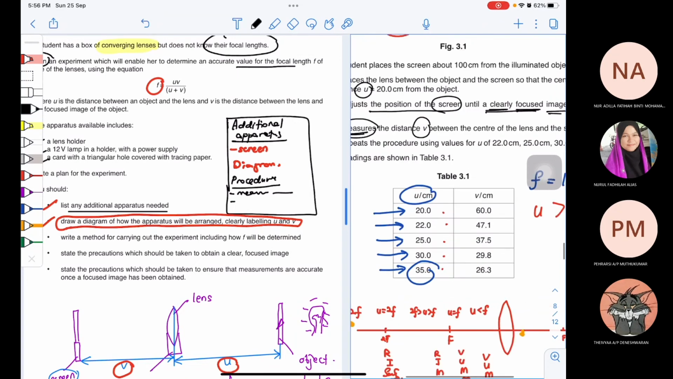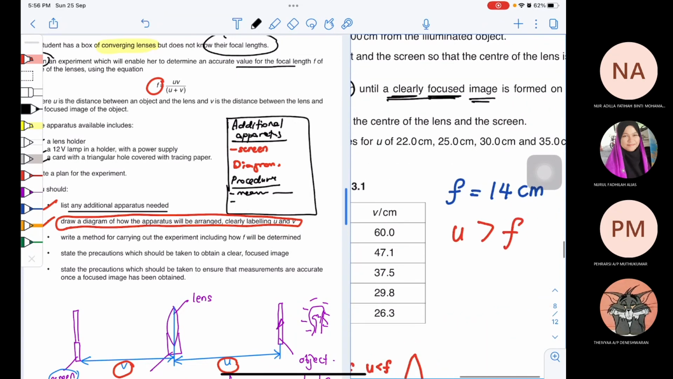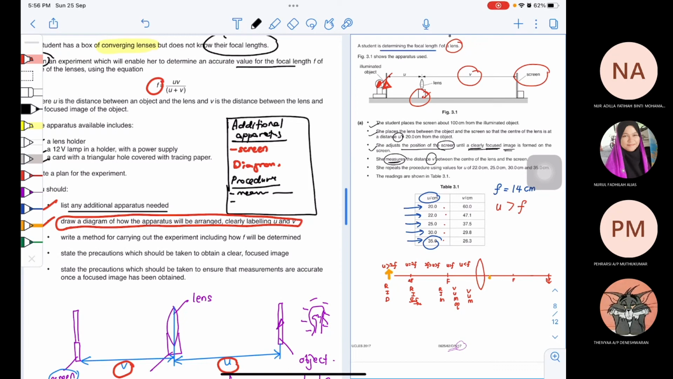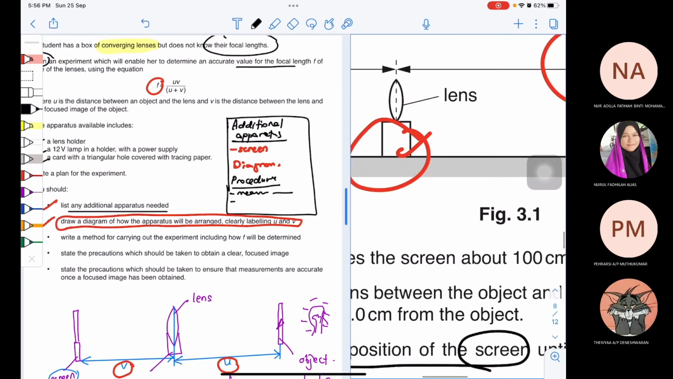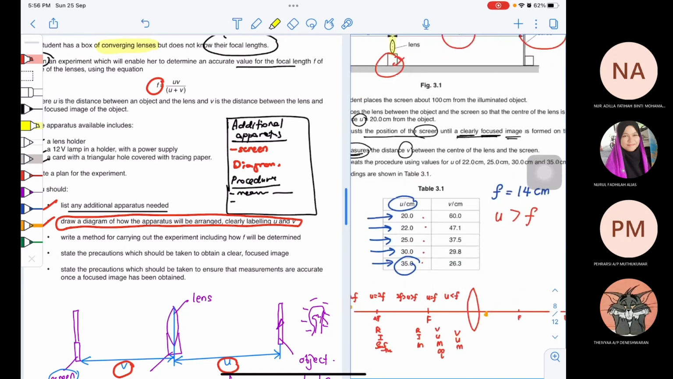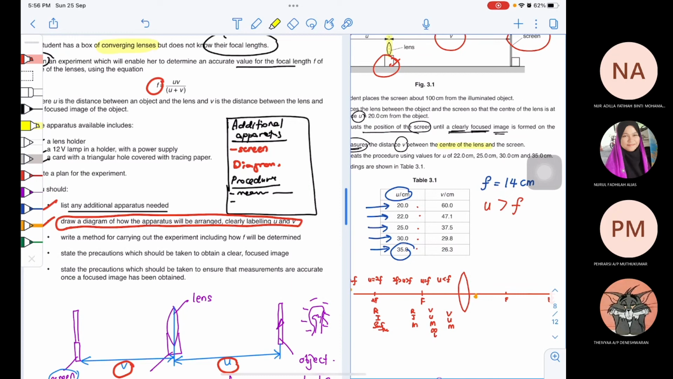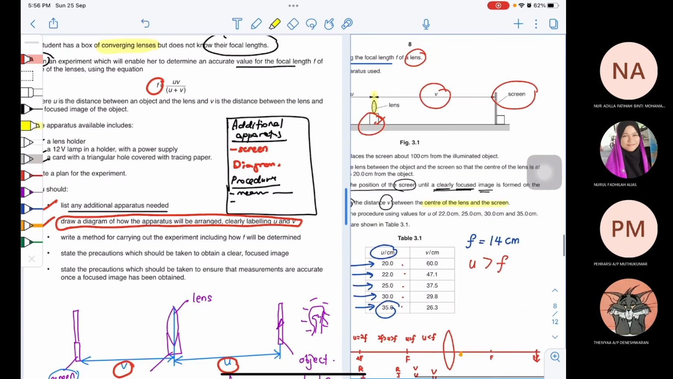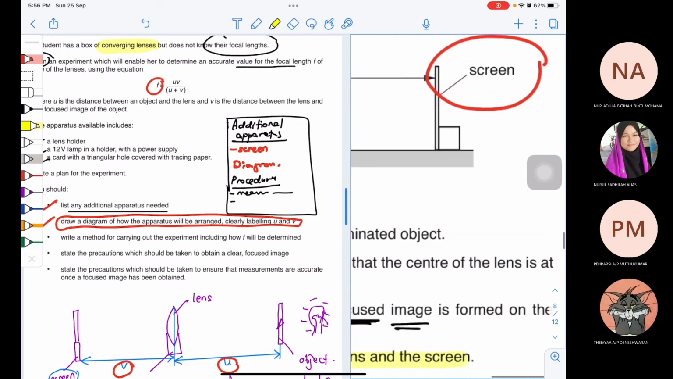Okay, tapi kan kat sini dia buat very clear, V tu can be, kat mana V. So dia nampak tak? Nampak tak dia buat kat sini? So you pun kena buat macam tu when you draw. Dash, dash, dash, dash, nak menunjukkan kita measure from the center of the lens and center of the screen.